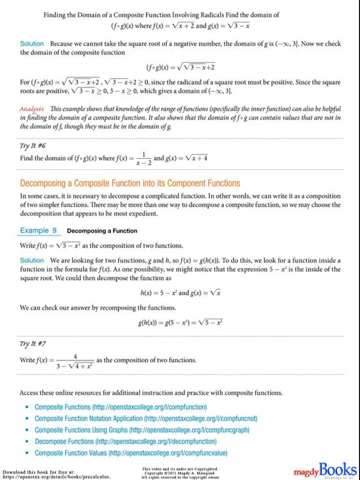Now we check the domain of the composite function. f composed with g at x equals square root of 3 minus x, plus 2, and square root of 3 minus x, plus 2, is greater than or equal to 0, since the radicand of a square root must be non-negative. Since square roots are non-negative, square root of 3 minus x is greater than or equal to 0, and 3 minus x is greater than or equal to 0, which gives a domain of (negative infinity, 3].